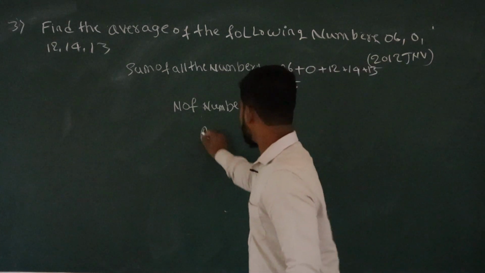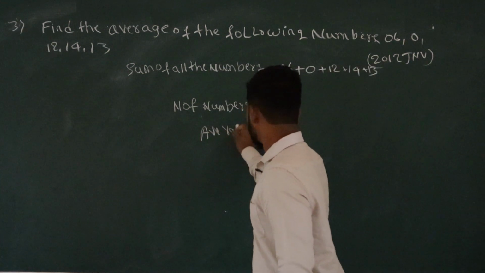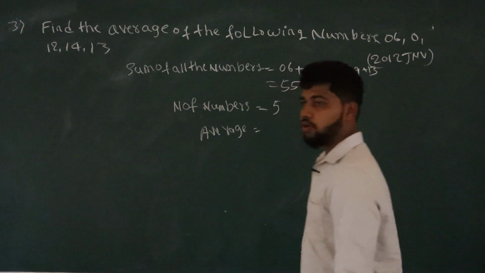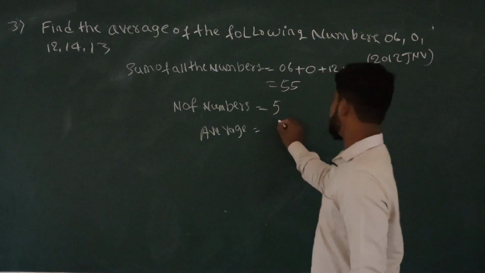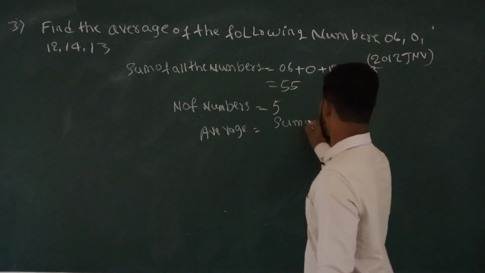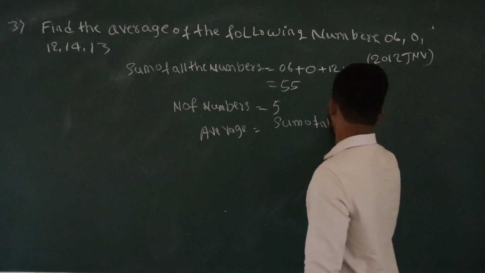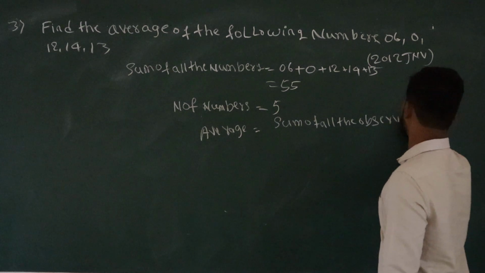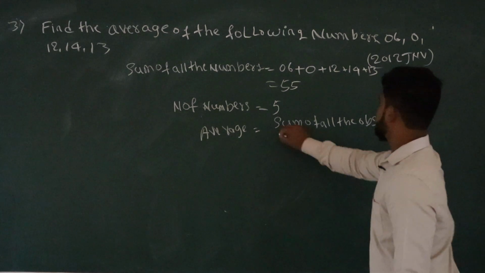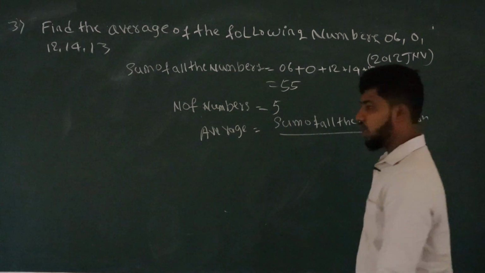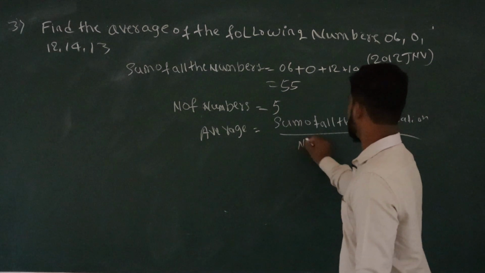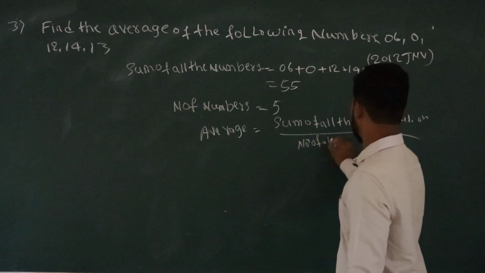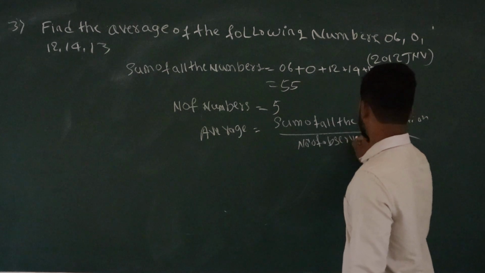Now average is equal to the sum of all the observations divided by the number of observations.